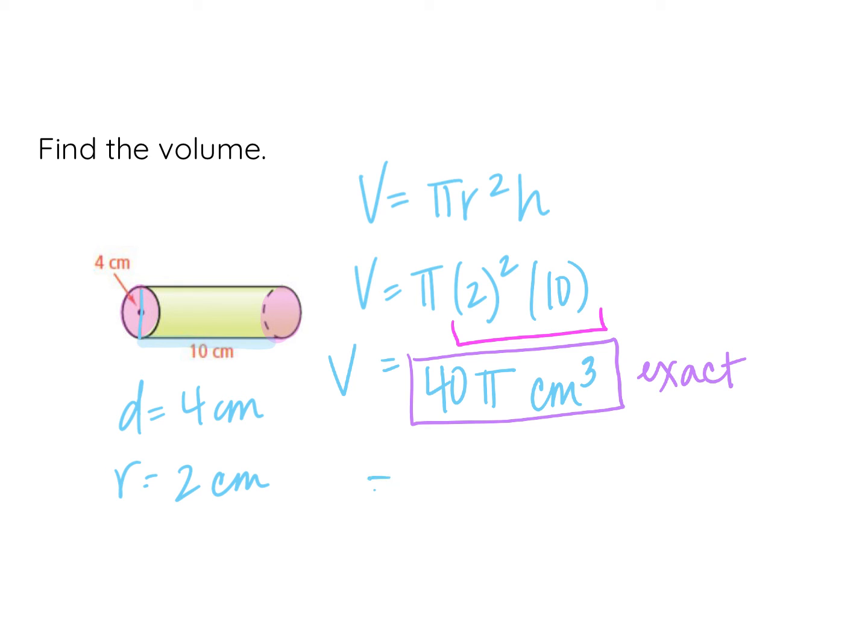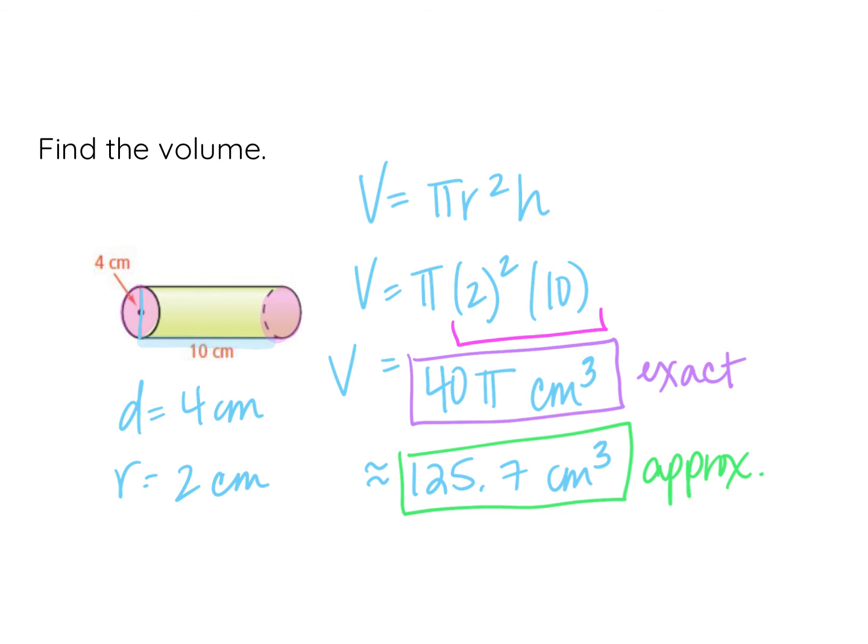Sometimes you might be asked for that. And then if I plug that into my calculator and I actually do 40 times pi, I get my approximate answer of 125.7, if we round, cubic centimeters. So this is my approximate. If it says round to the nearest whatever, you're going to give this approximate answer. If it says leave answer in terms of pi, you would give this exact answer. Okay, but just like area, the hard part here is figuring out what formula to use and then just plugging stuff in.